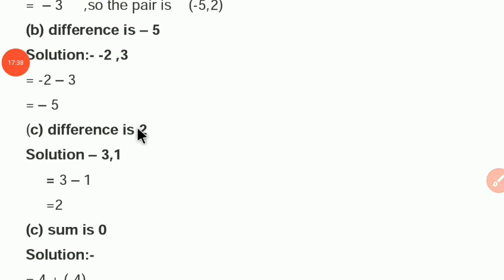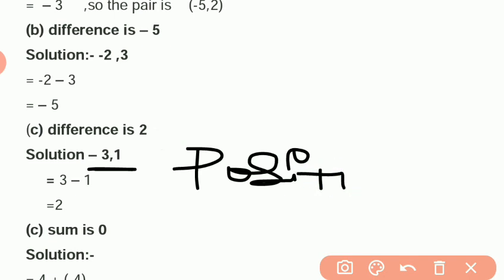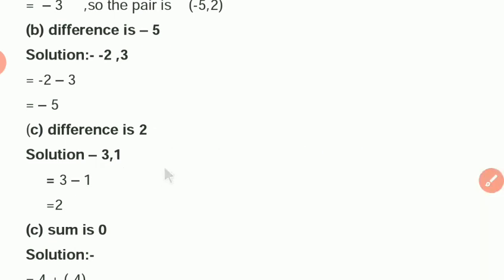Now the difference is 2. Difference is 2 means we have to take any two integers such that if we subtract the second integer from the first, we should get the answer 2. So here we have taken 3 and 1. If we subtract 1 from 3, we will get the answer 2. 3 minus 1 is 2. Here you can see that the answer is given as positive, 2. By this we can understand that we have to take both integers as positive integers. Then only we will get the answer as a positive number.